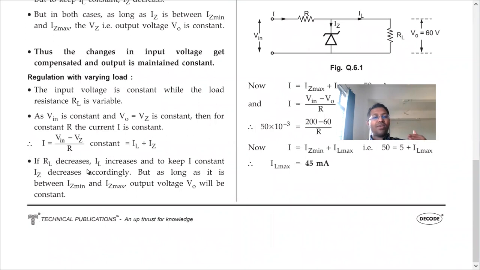Next. So if RL reduces, what happens? I told you IL increases, and to keep I constant, Iz decreases. But again, this will work only when Iz is in between Iz min and Iz max. The output voltage will be constant.